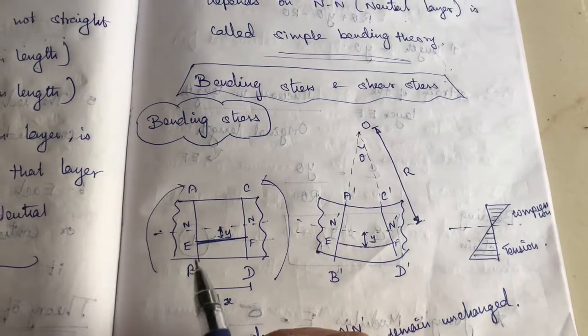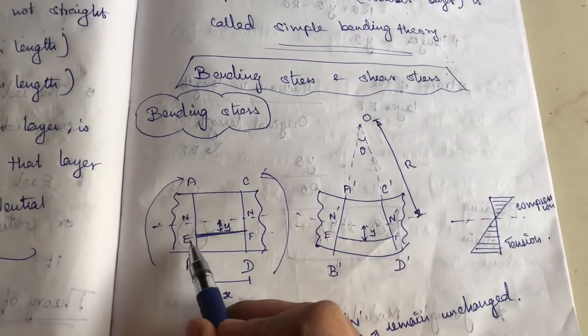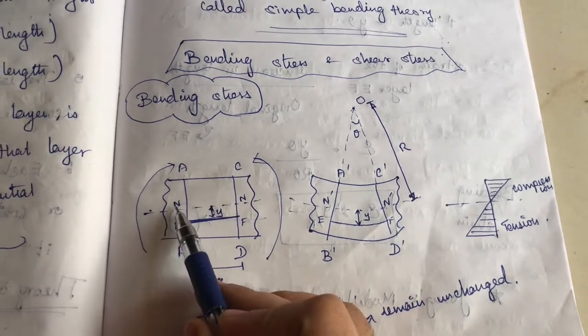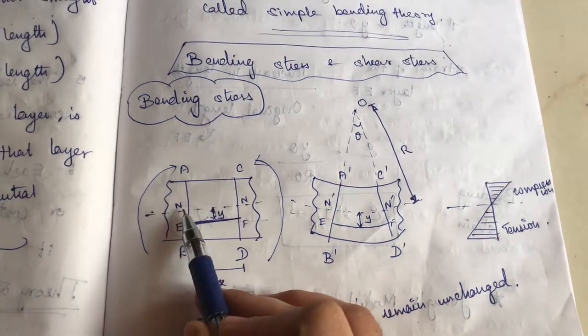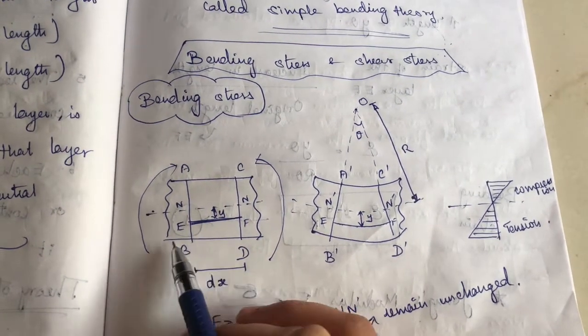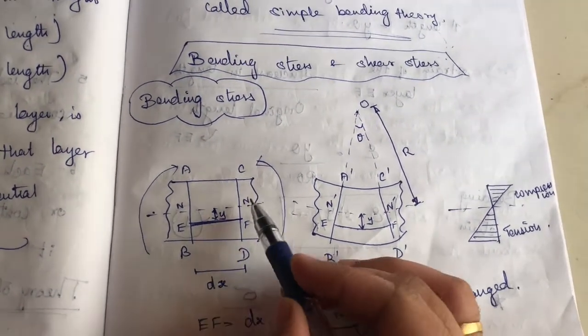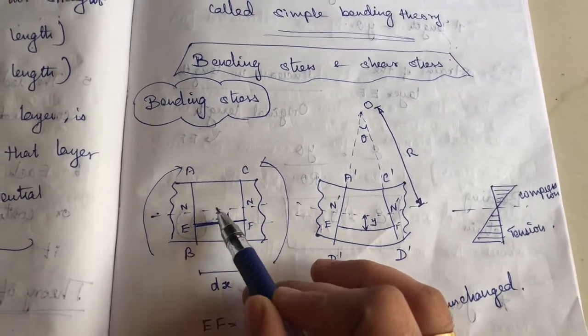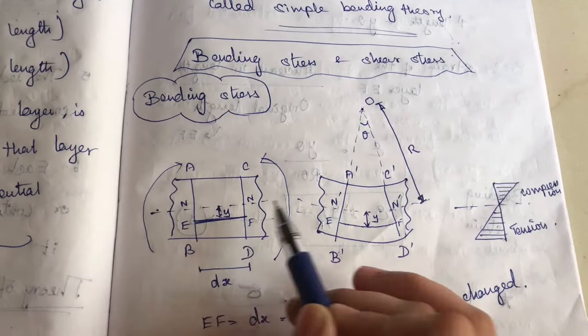Okay, then we need to take a layer EF between the neutral layer and the bottom layer. So you need to take EF below the neutral layer at a distance y.